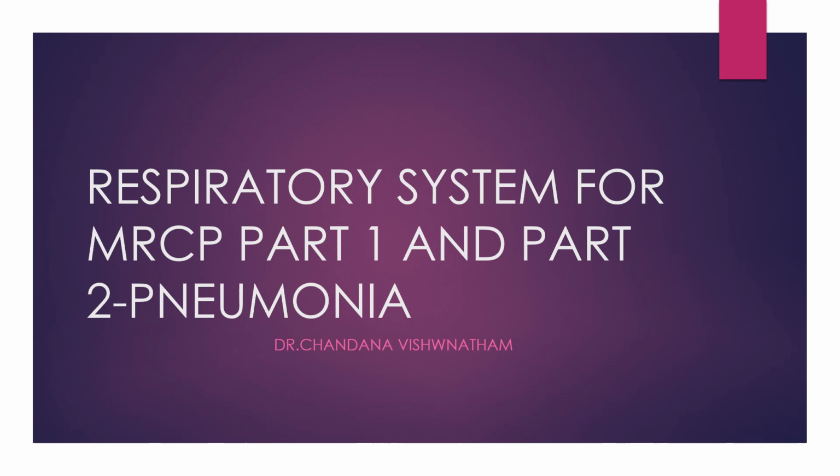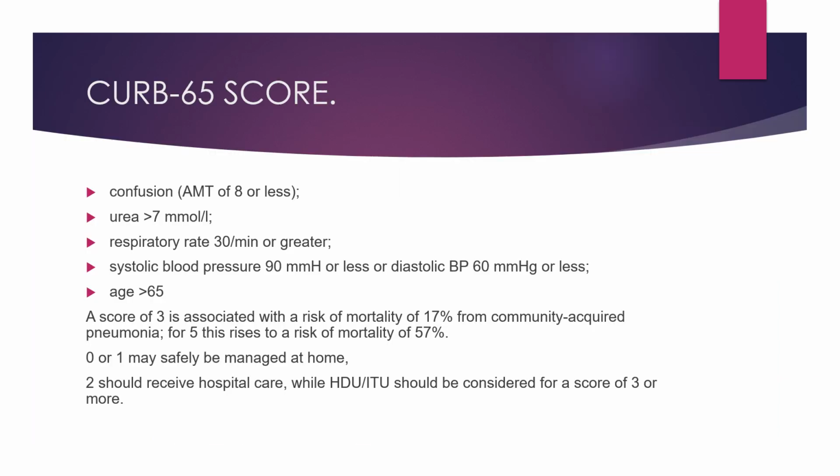The main focus is on pneumonia. So let's go into the topic. The most important thing in pneumonia is the CURB-65 score. So all the components, how do you calculate the score and what is the interpretation of the score, everything is important about this scoring system.